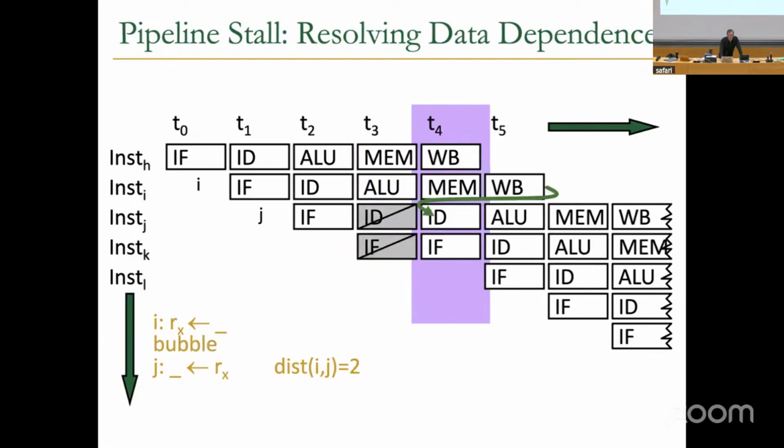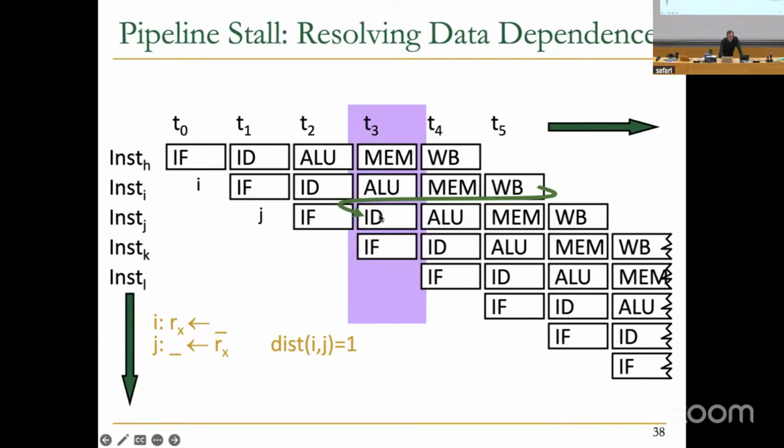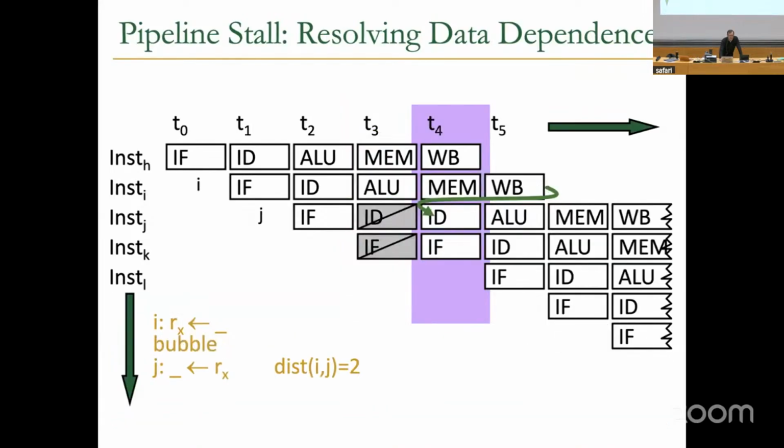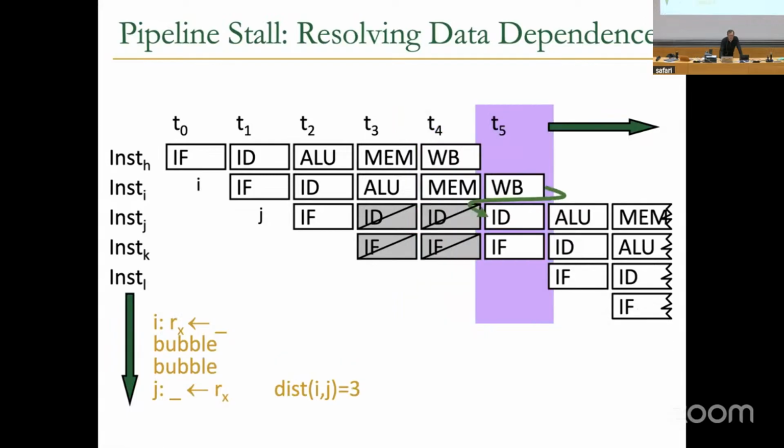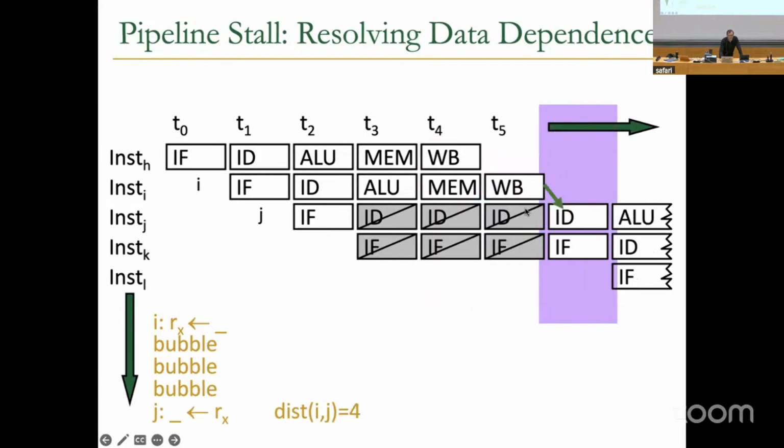So what does that mean? Instruction J needs to wait. You detect that there's a dependence and make instruction J wait. Instruction J stalls. It stays in the decode stage for one cycle. Not enough, because the earlier instruction still hasn't finished writing to the register that instruction J needs. Stall one more cycle, not enough. And then stall one more cycle, now it's enough.